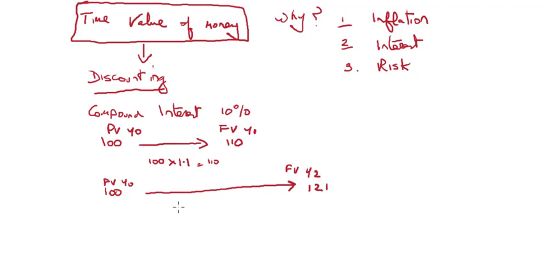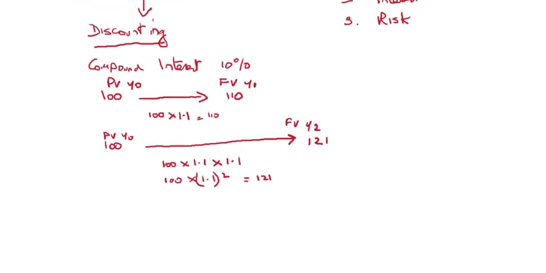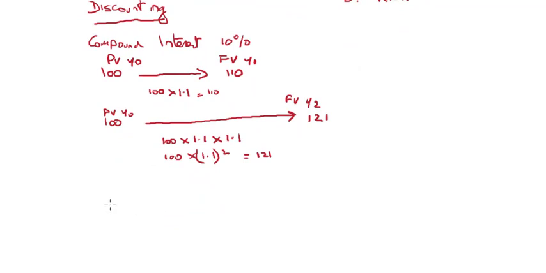So how do we calculate that? Well, it's easy. It's 100, and for the first year we multiply it by 1.1, and then for the second year we do it again. We multiply whatever we get there by 1.1. Or another way of writing that is 100 multiplied by 1.1 to the power of 2. And that's how we get to 121. This is not simple interest, it's compound interest, but it's fairly straightforward.